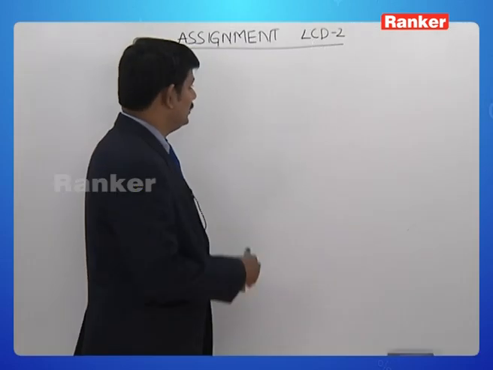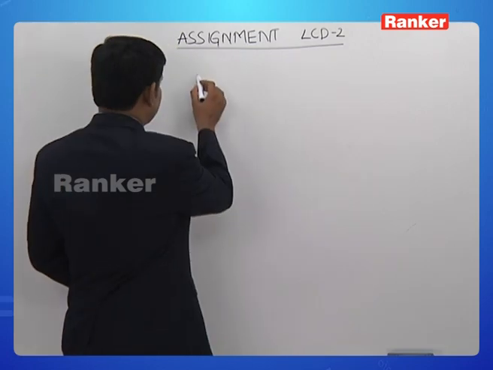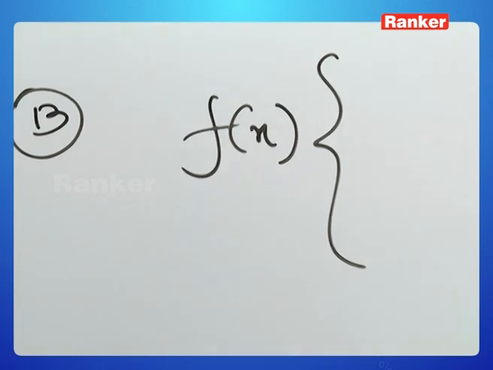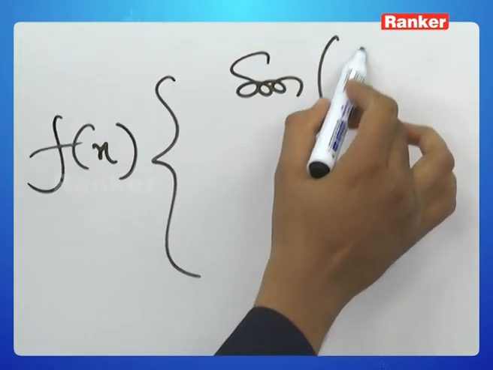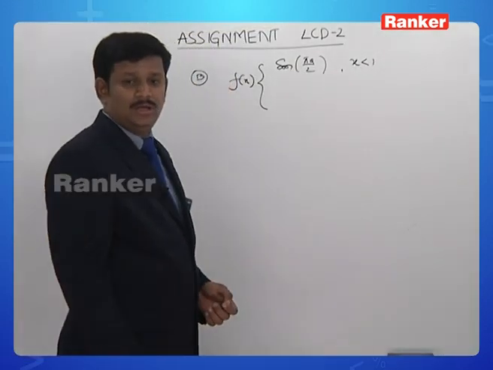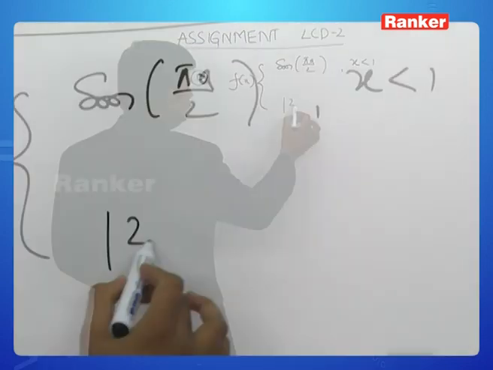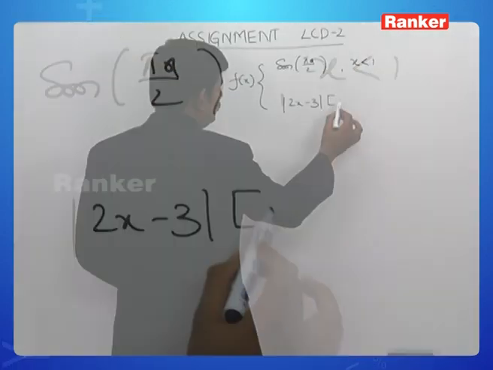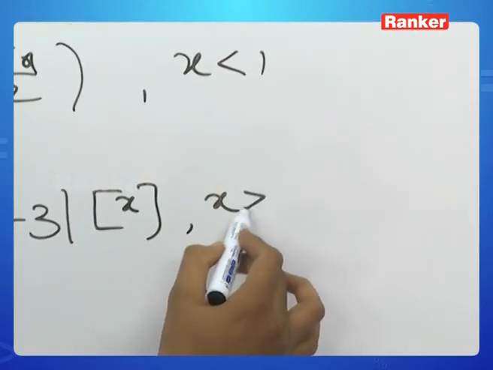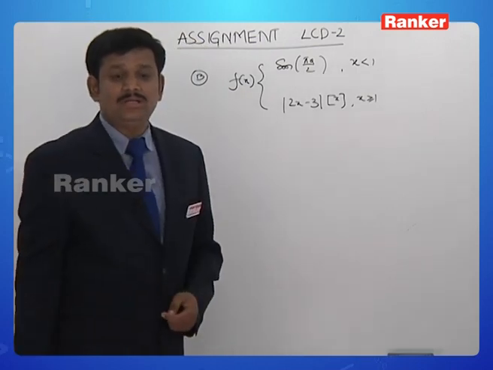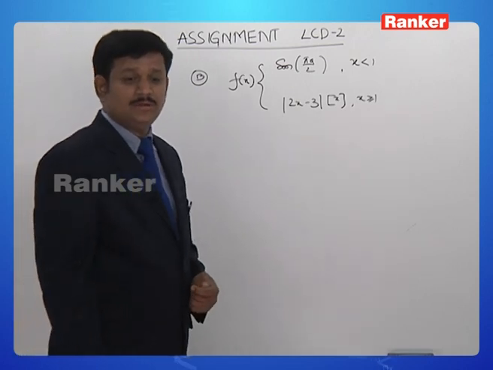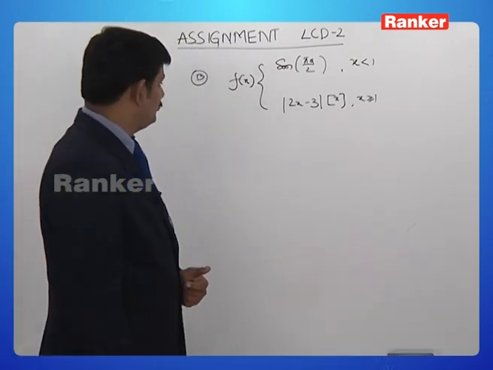So, for the function f of x is equal to sin pi x by 2 if x is less than 1, mod 2x minus 3 into step x if x is greater than or equal to 1. We have to check whether the function is continuous at x equal to 1 or differentiable at x equal to 1, or option C is continuous but not differentiable at x equal to 1.